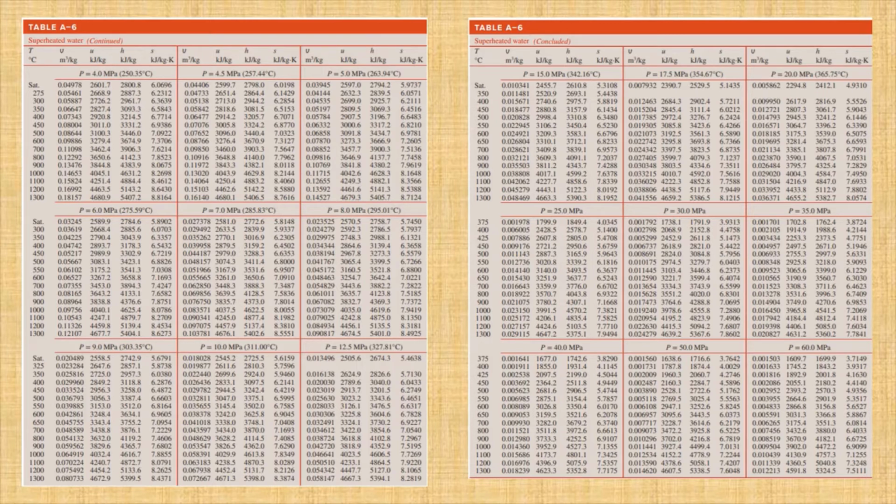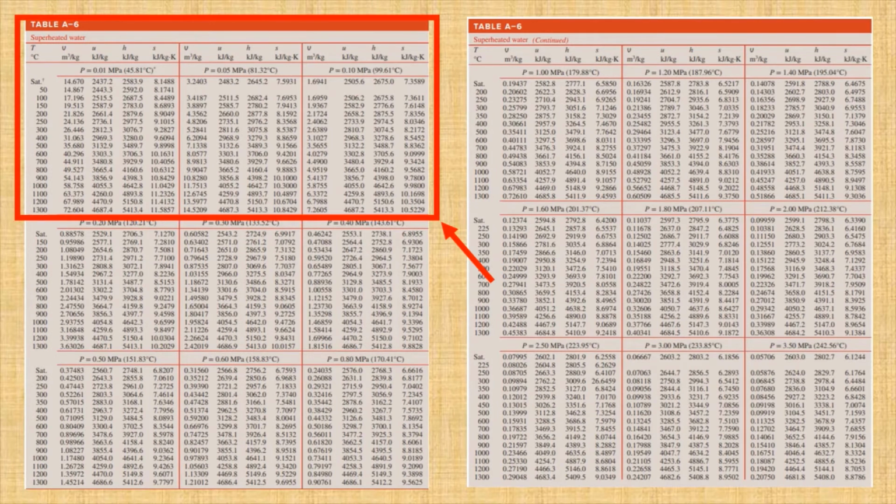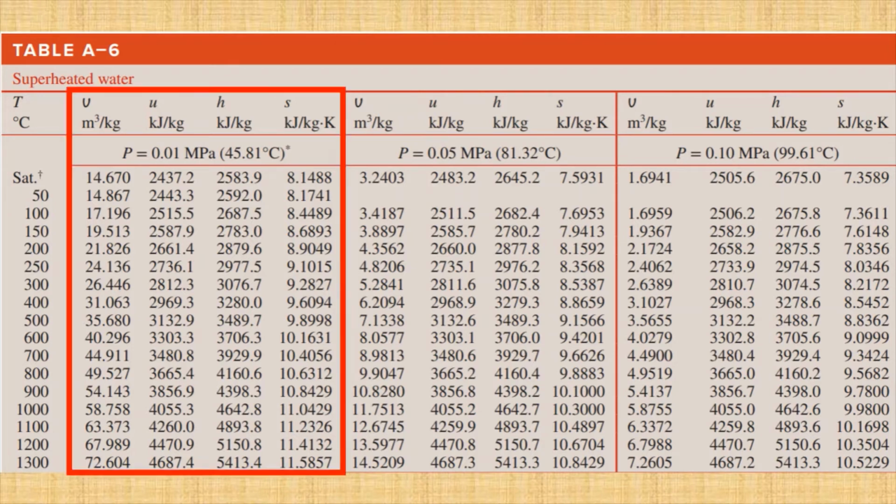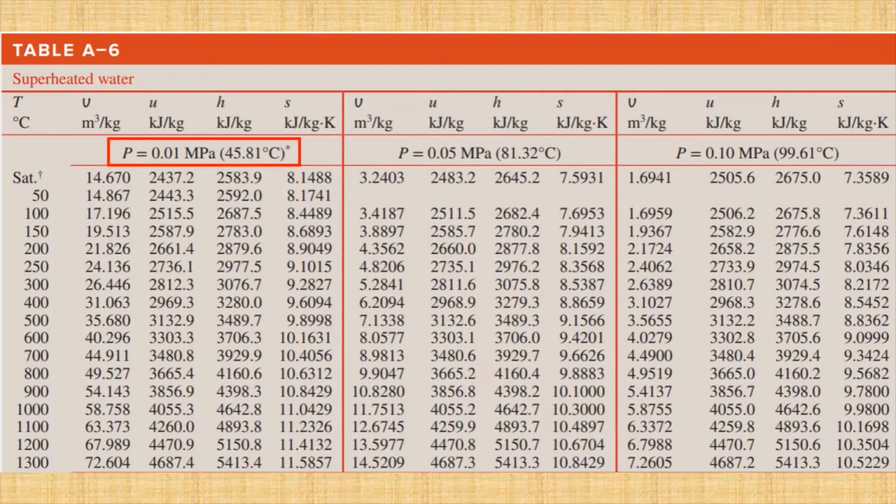Since the table is many pages long, we will use this portion of page 1 for the explanation. The part of the table looks like this when we have zoomed in. Right away, we notice that table A6 is structured differently than tables A4 and A5. It is organized into boxes for various pressure values. The saturation temperature, where applicable, is shown beside the pressure in parentheses. The leftmost column contains temperature values.